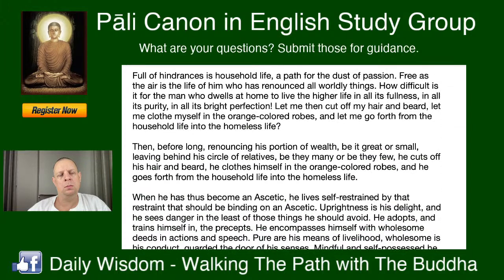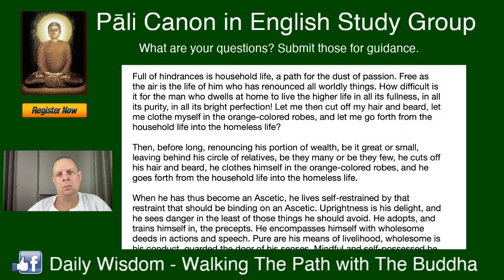Full of hindrance is household life, a path for the dust of passion. Free as the air is the life of him who has renounced all worldly things. How difficult it is for the man who dwells at home to live the higher life in all its fullness, in all its purity, in all its bright perfection. Let me then cut off my hair and beard, let me clothe myself in the orange colored robes, and let me go forth from the household life into the homeless life. Then, before long, renouncing his portion of wealth, be it great or small, leaving behind his circle of relatives, be they many or be they few, he cuts off his hair and beard, he clothes himself in the orange colored robes, and he goes forth from the household life into the homeless life.